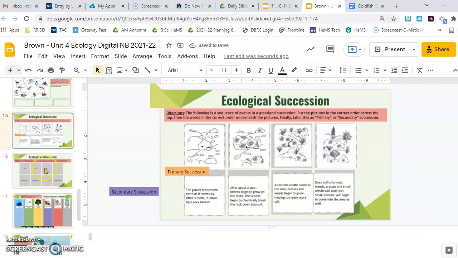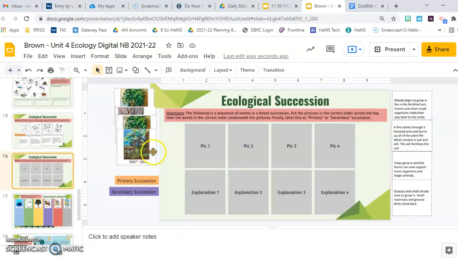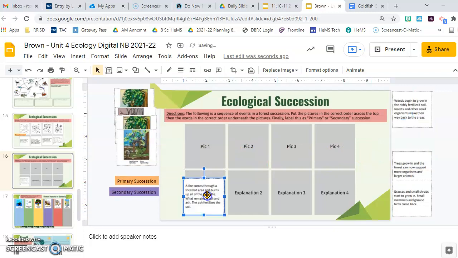So now we're gonna come down to slide 16. And we're gonna look, okay. So we talked about it. What was an event? Oh, we said fire. So this one starts with a fire coming through. So we'll put that here at the bottom. Okay, and if we look at our pictures, I think this third one, yep, there we go, shows fire.